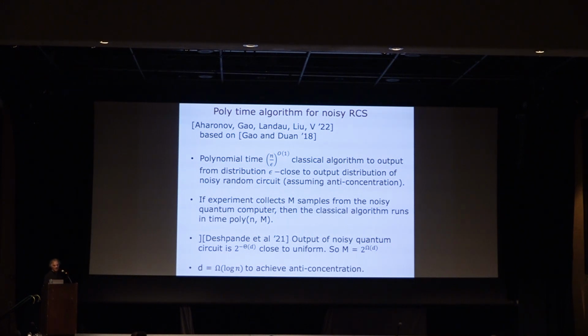There was another development along these lines where, together with Dorit, Arno, Shingao, and others, what we showed is that, in fact, if you assume that your circuits are noisy with constant noise rate, then there's a polynomial time algorithm, classical algorithm, which will output samples from a distribution which is basically indistinguishable from that of the noisy random circuit. And the precise statement, the way to think about this result is that if your experiment collects m samples, then the classical algorithm runs in time polynomial in the number of qubits and n.